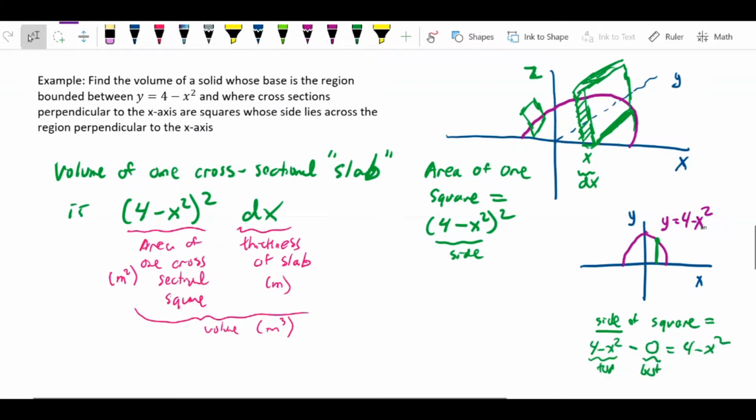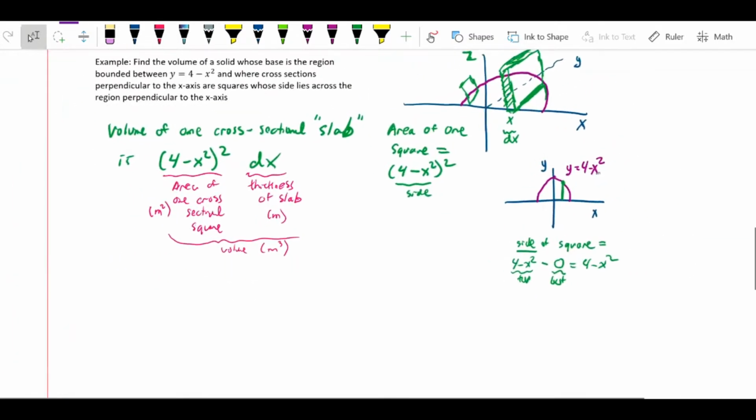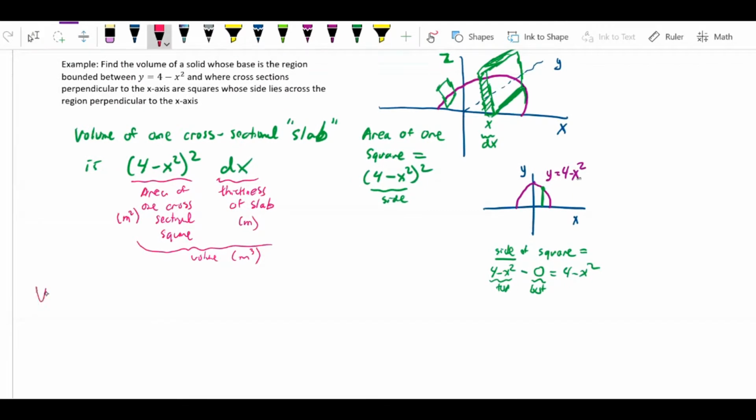Okay, so now how do we find the volume of the entire solid? The answer, of course, is we integrate. We add up all these slabs until we get the full volume. So recall that the volume of the solid is equal to the integral of the area of x dx from a to b. In other words, the cross-sectional area times dx.